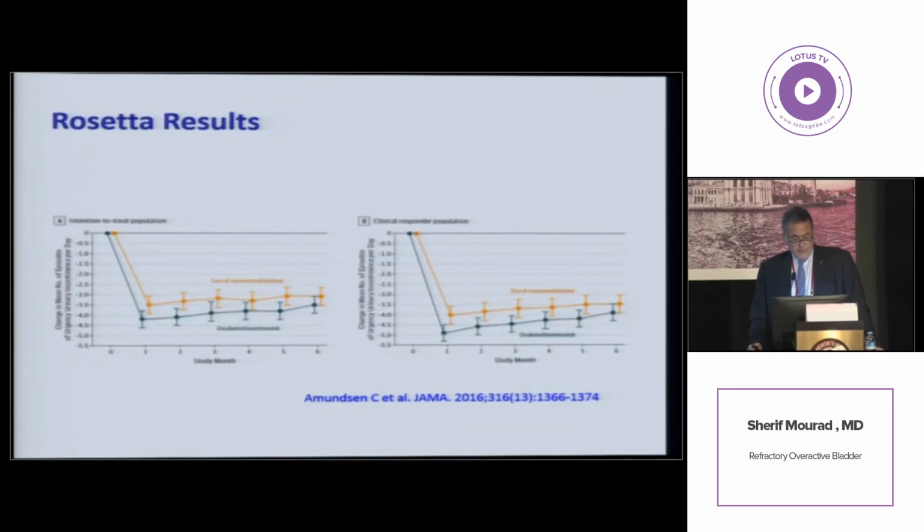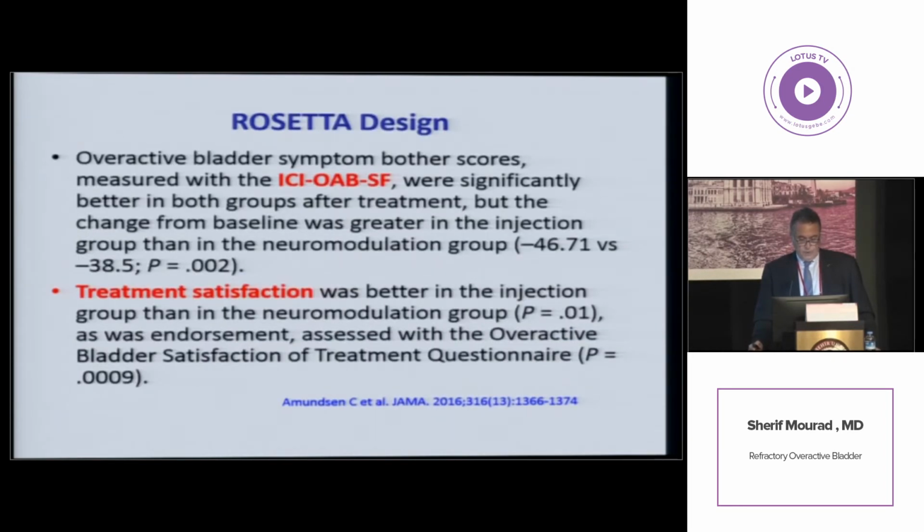These graphs show again the change in the mean episodes of the urinary incontinence episodes and the frequency episodes. So it's again in favor of the injection with Botox or onabotulinumtoxinA. The overactive bladder symptom bother score, measured by the International Consultation on Incontinence overactive bladder short form, was significantly better in both groups after treatment. But the change from baseline was greater in the injection group than the neuromodulation group.